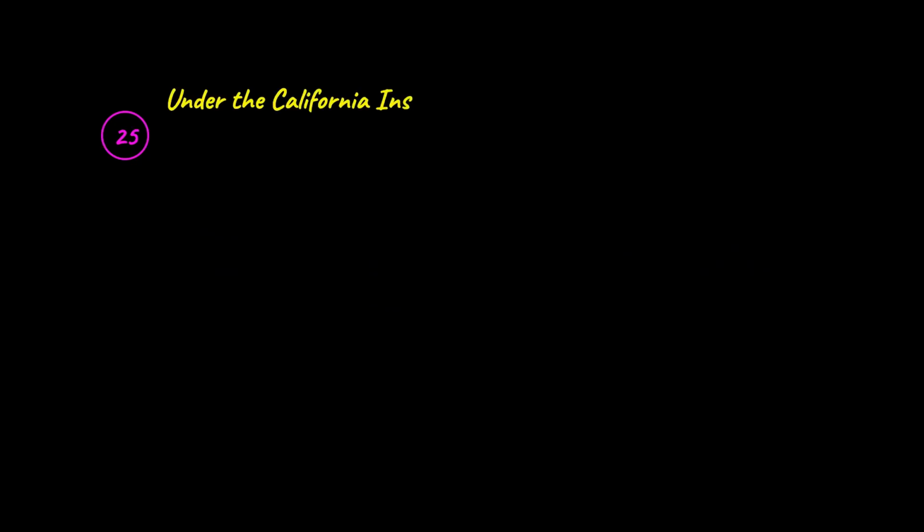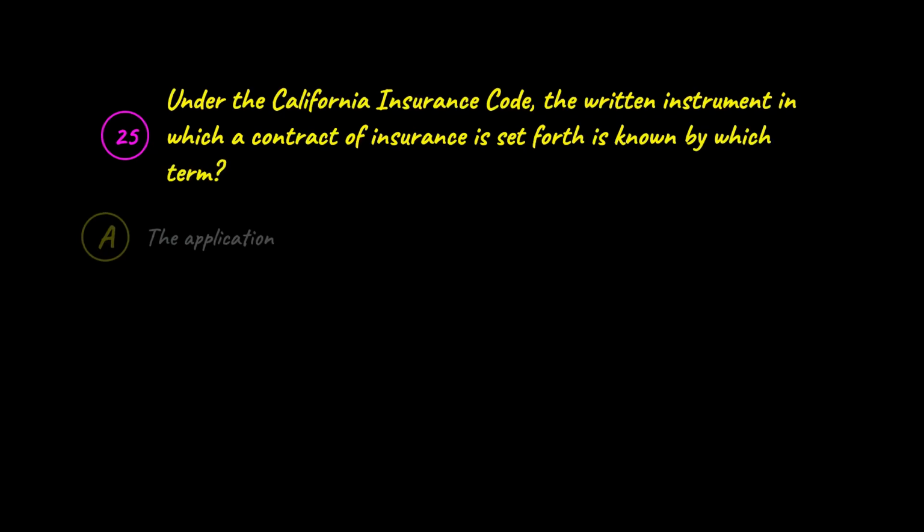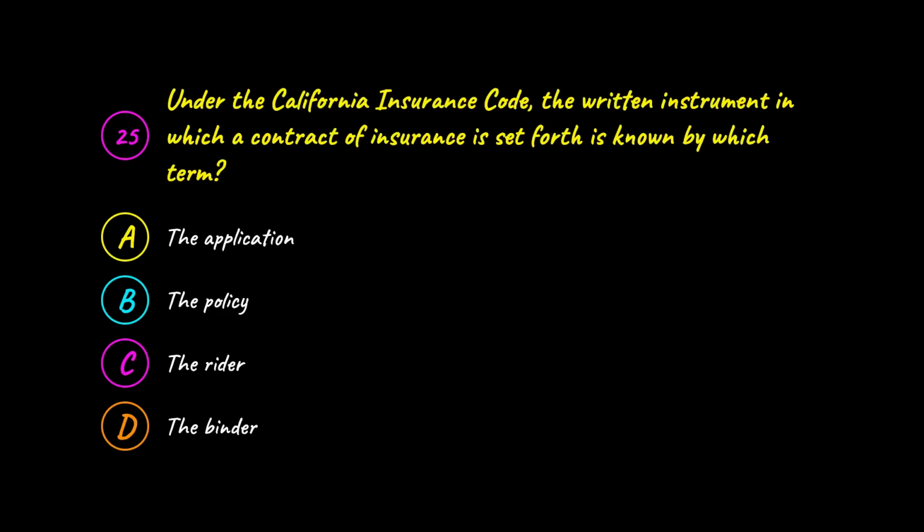Question 25. Under the California Insurance Code, the written instrument in which a contract of insurance is set forth is known by which term? Your options are A. The application, B. The policy, C. The rider, D. The binder. Which one is it? Pause the video if you need more time.